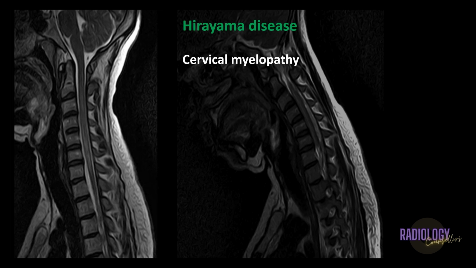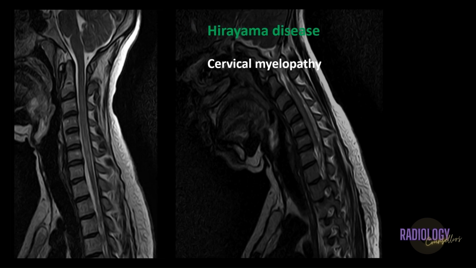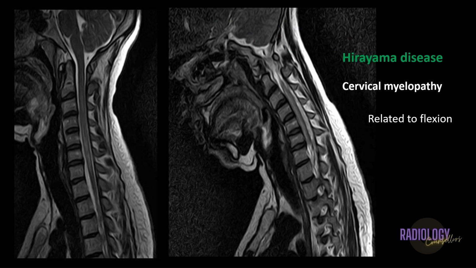Basically, it is a type of cervical myelopathy which is related to flexion. If you can see here in this image, there is some T2 cord hyperintensity in the cervical spine which is suggestive of cervical myelopathy. And on flexion, you can see this T2 hyperintense soft tissue which is causing some mass effect on the spinal cord, and it is pushing the cord anteriorly. The anterior epidural space which you can see here is effaced.